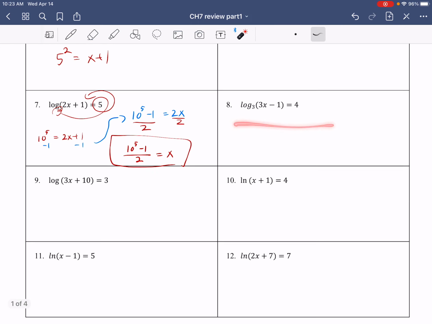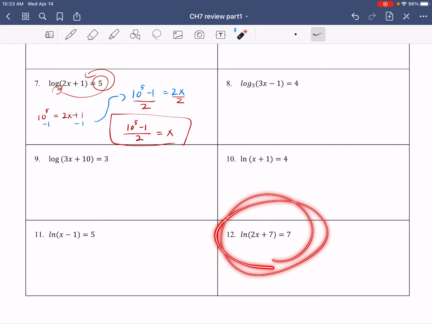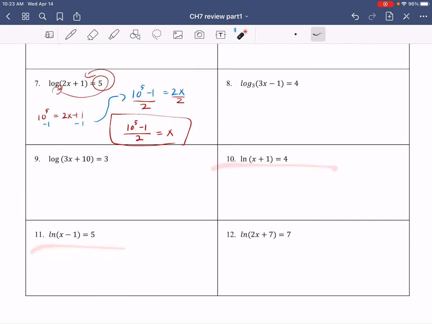Try this question by yourself, and this one by yourself as well. It's the same question as this one. It has a base 10, okay? I will go over this question, then you try these two questions, okay? Never mind. Let me go over this. You try this too, because these two are more authentic.